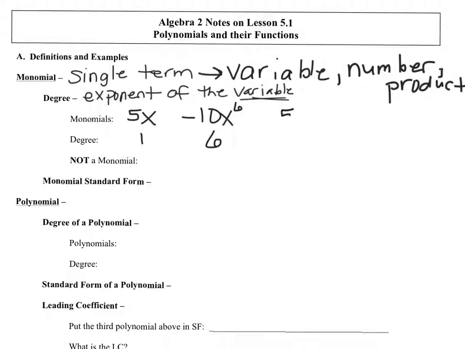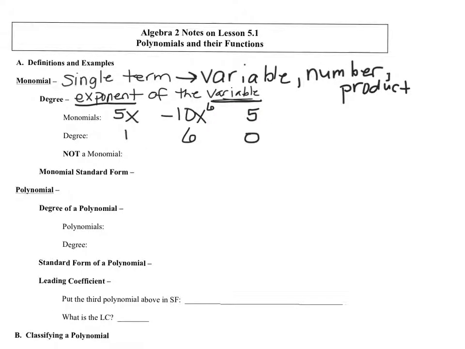Perfect. Degree 6. Okay? How about your favorite number? 5. Okay? What's the degree of 5? 0. Remember, it's the exponent of the variable. This has no variable. Its degree is 0. Tricky. X has a variable. It's x. 5 is not variable. You know what variable means? Variable means it can change, right? If something's variable, the weather is variable. It changes. If something's constant, it doesn't change. 5 is not variable. 5 is 5 all the time.